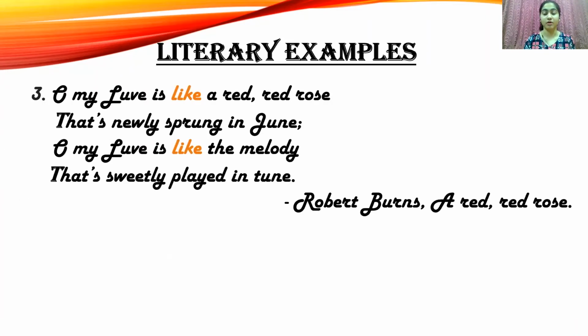This is from the poem A Red, Red Rose by Robert Burns. Oh, my love is like a red, red rose that's newly sprung in June. Oh, my love is like the melody that's sweetly played in tune. Here, the poet compares his love to a red rose. Here again, you see there is a direct comparison which has been made. The direct comparison has been made to a red rose that's newly blossomed in June, and his love has also been directly compared to the melody that's sweetly played in tune.